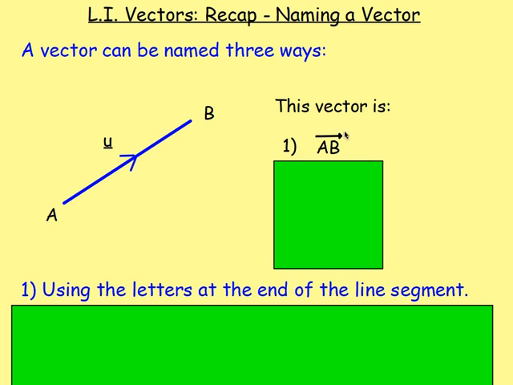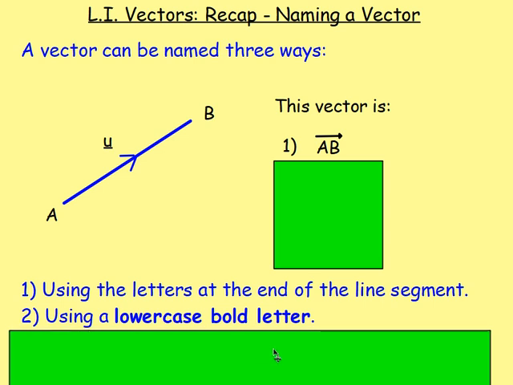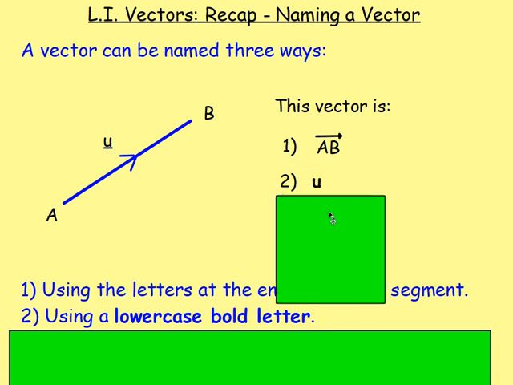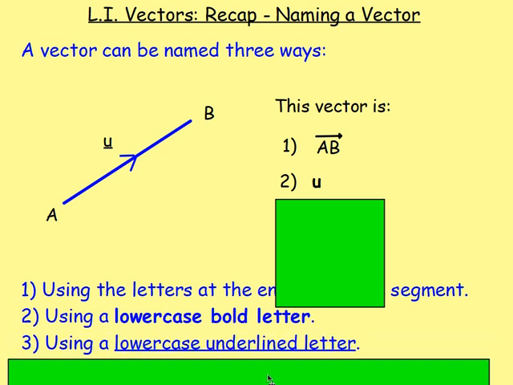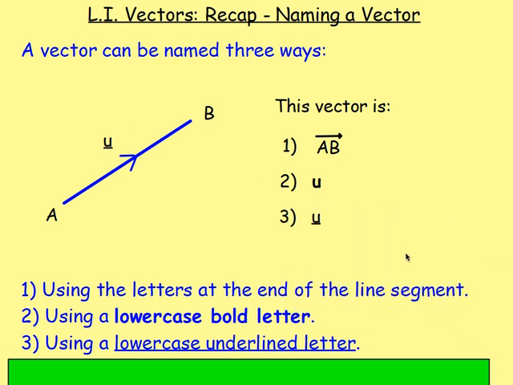And we have that wee arrow just on the top. The wee arrow is always going to be going in that direction. If the arrow is pointing the other way here, going from B to A, well here we would have BA, and this arrow still goes from left to right. We can also name it using a lowercase bold letter. So here we've got a wee u beside this vector, so that would be vector u, just written here in bold. And the third way, we can use a lowercase underlined letter, just the way I've done here. So that, you could also say, would be vector u. And this is how I'm going to write them for this chapter.